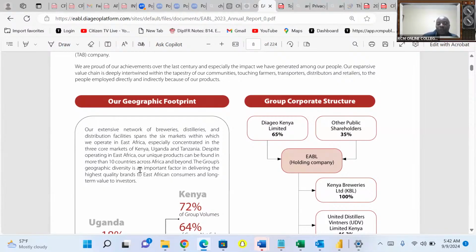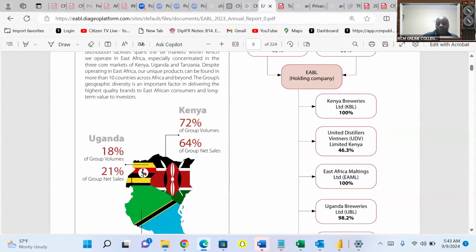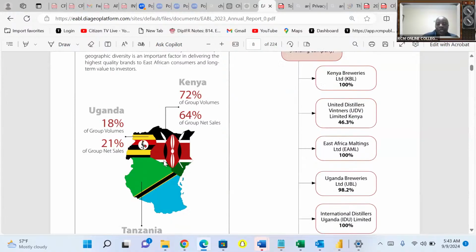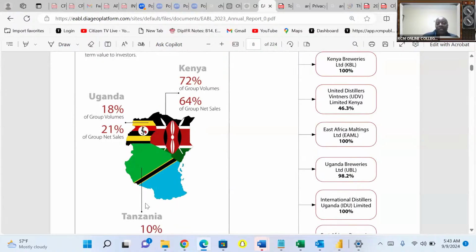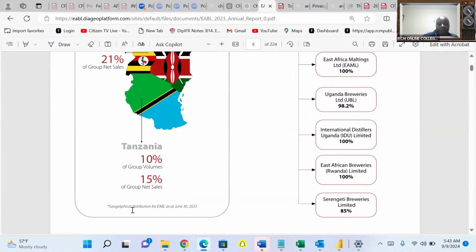The group's geographic diversity is an important factor in delivering the highest quality brands to East African consumers and long-term value to investors. So you can see in Kenya, 72% of the group volumes are sold here, which of course accounts also for 64% of group net sales. Uganda is 18%, 21%. No worries about those figures. But you can see they're also in Southern Sudan. Tanzania is coming up, etc.